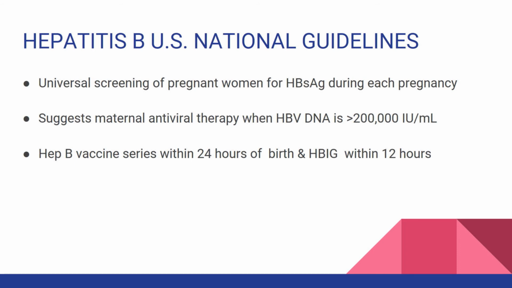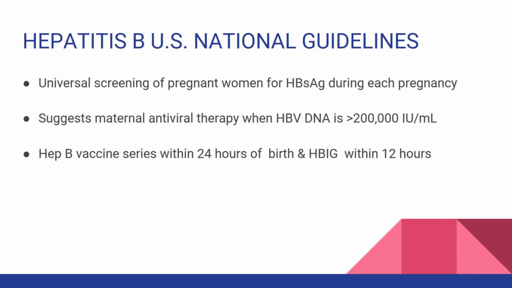Now, if the hepatitis B DNA titer is more than 200,000, that would warrant intervention for the pregnant mom to prevent her from transmitting the hepatitis B virus to the infant. And if an infant is delivered to a mom who has been identified as hepatitis B positive, then hepatitis B immune globulin should be given within 12 hours. The same thing, hepatitis B vaccine should be given within 24 hours.